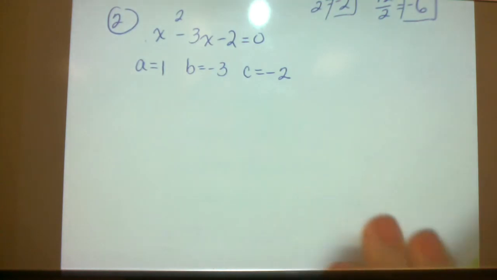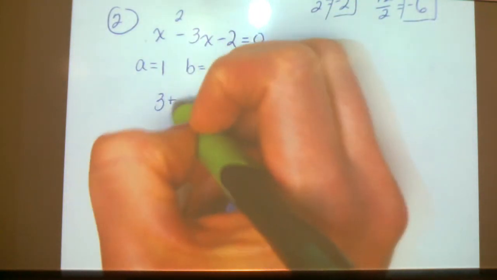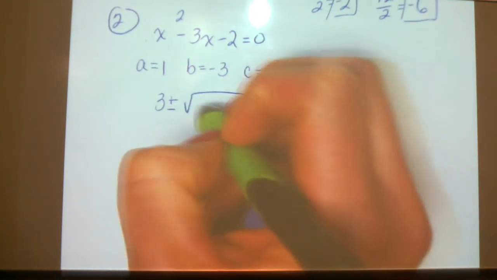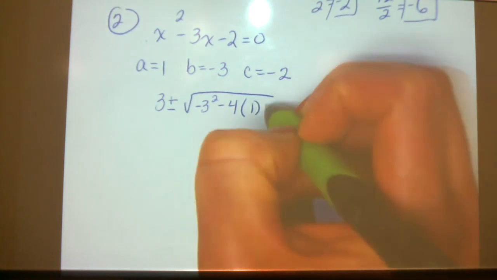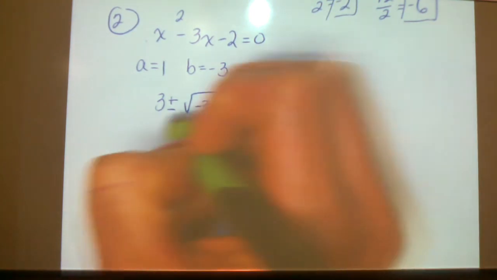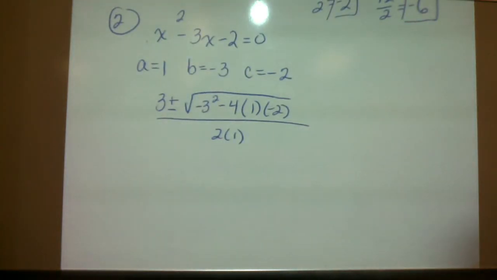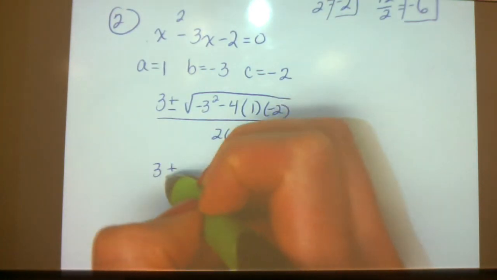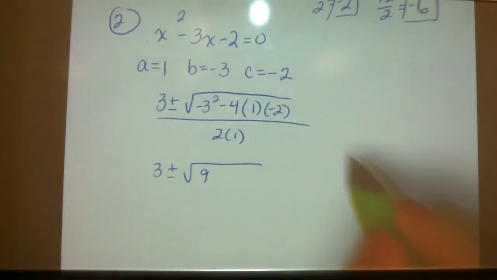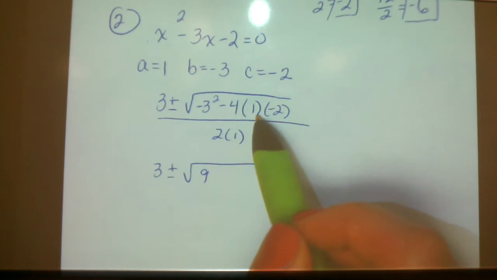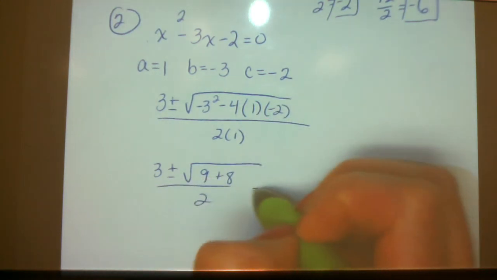The formula starts with negative b. Well, I've got a negative 3, so I'm going to put a positive 3 plus or minus the square root of negative 3 squared minus 4 times a, which is 1, times c, which is negative 2, over 2 times 1. Let's do the math. 3 plus or minus the square root of 9. Negative 3 squared is 9. Negative 4 times 1 times negative 2 is a positive 8 over 2.